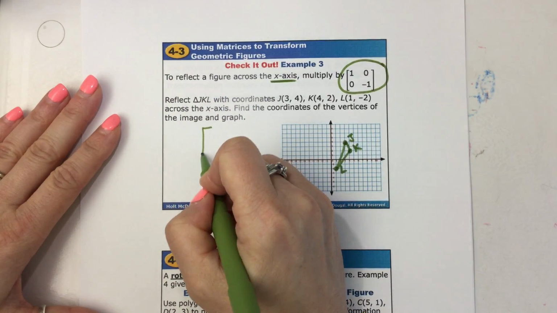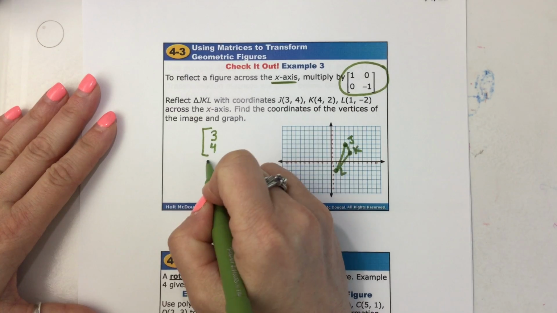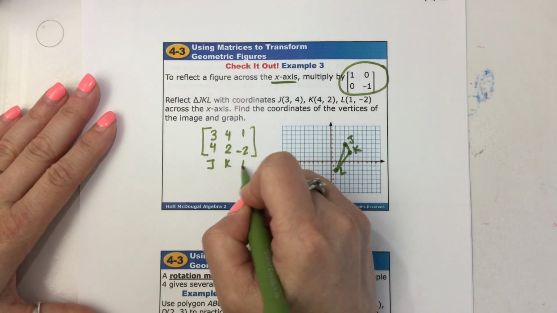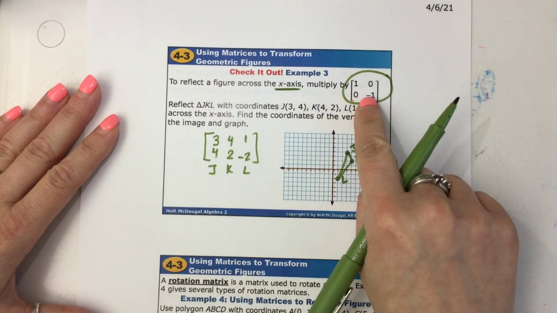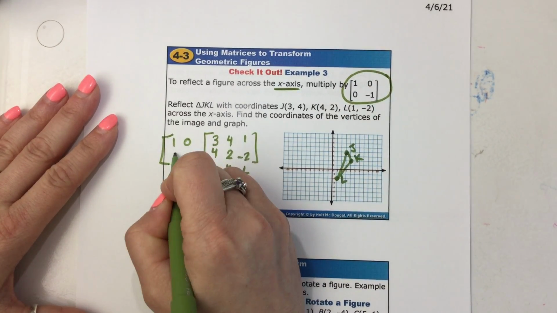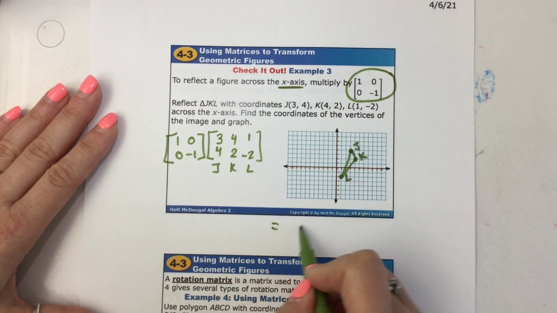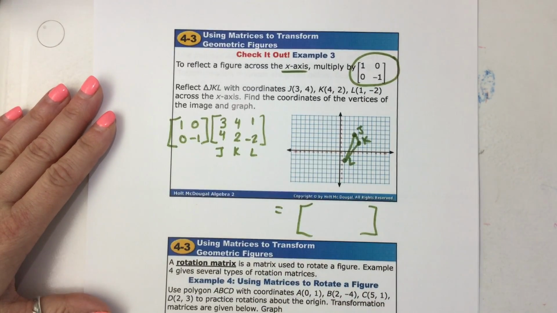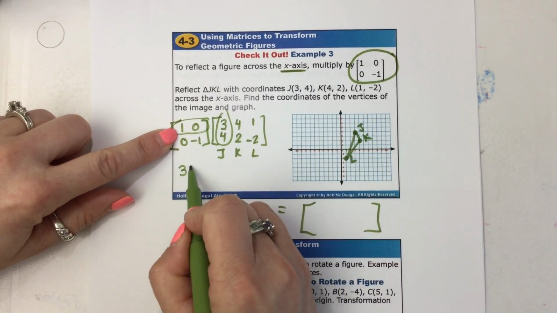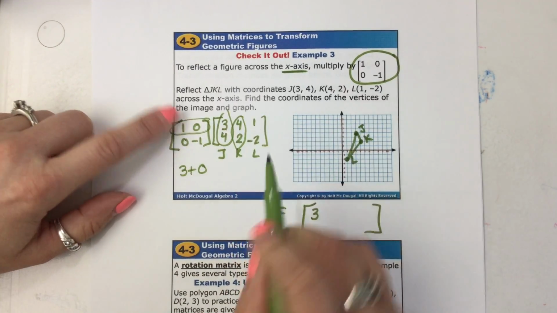Now I have to take that shape and take all those ordered pairs and turn it into a matrix. J is 3, 4. K is 4, 2. L is 1, negative 2. To reflect it across the x, you multiply by this matrix. You always have the transformation matrix on the left, so it has to come first when you are multiplying. This will get me a new 2 by 3 because I'll have my new ordered pairs. Top row by first column. 1 times 3 is 3, plus 0 times 4 is 0. 3 plus 0 gives me a 3. Go to the second column.